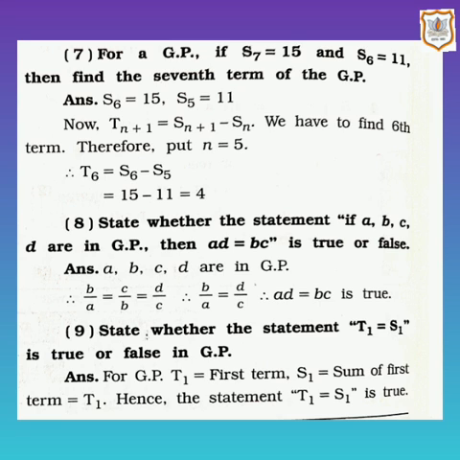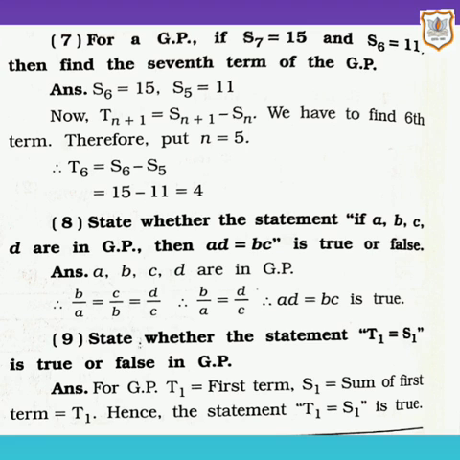Eighth question, state whether the statement, if A, B, C, D are in GP, then AD is equal to BC, is true or false. If A, B, C, D are in GP, according to the formula of finding the ratio, that is second term upon first term, third term upon second term, fourth term upon third term, it will be like B upon A is equal to C upon B is equal to D upon C. So yes, B upon A is equal to D upon C. If we cross multiply, that will become AD is equal to BC. So AD is equal to BC holds in a GP, so it's true.